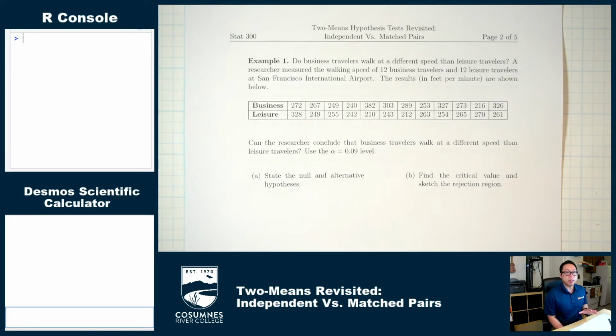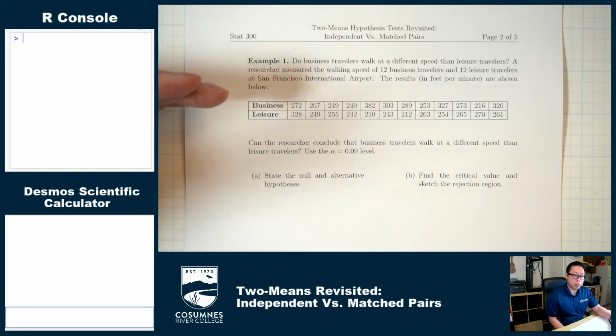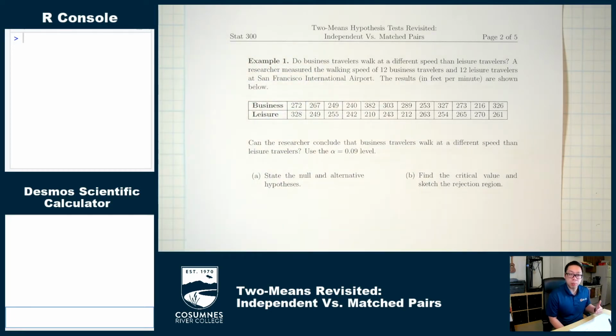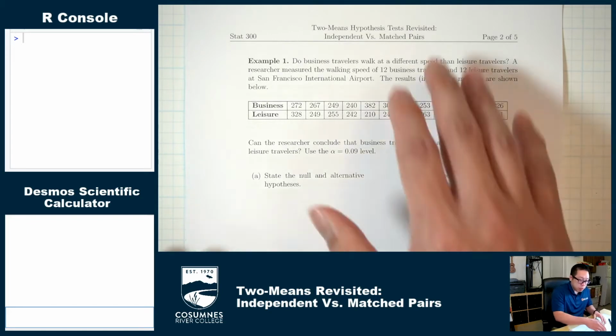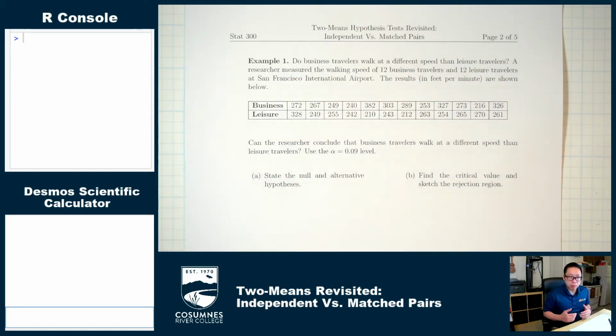The first thing we need to decide is, is this an independent situation or is this a matched situation? And remember, there's really two main examples of matched situations: when we're taking two measurements on the same person or thing, or when the people in one sample are related in some way to the people in the other sample. So in this situation, is this independent or matched?